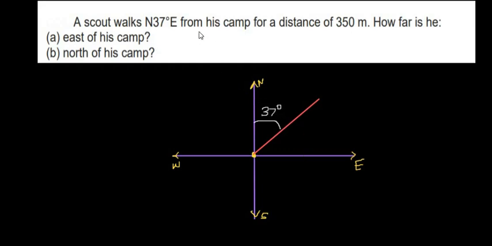Now he is walking for a distance of 350 meters. So he starts walking from the camp and reaches a point where he has covered 350 meters. So this is the distance he has traveled. How far is he east of his camp? As he started moving, we need to find out how much east distance he has covered. That is, they are talking about this distance.